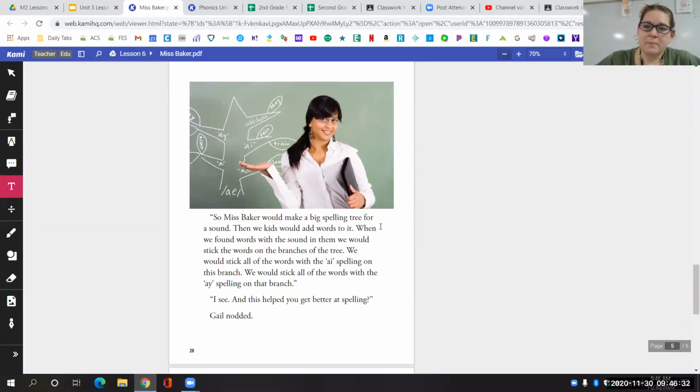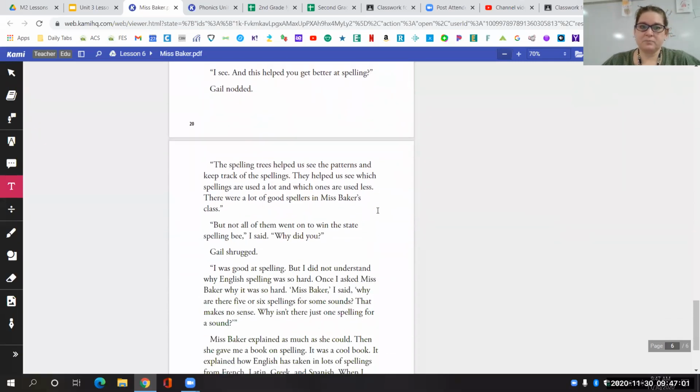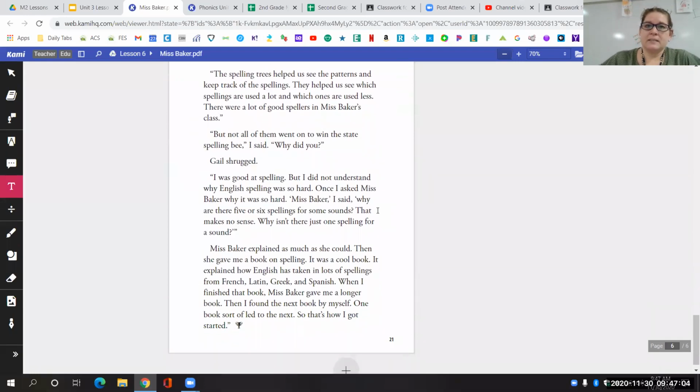So Miss Baker would make a big spelling tree for a sound. Then we kids would add words to it. When we found words with the sound in them, we would stick the words on the branches of the tree. We would stick all of the words with the AI spellings on this branch. We would stick all of the words with the AY spelling on that branch. I see. And this helped you get better at spelling? Gail nodded. The spelling trees helped us see the patterns and keep track of the spellings. They helped us see which spellings are used a lot and which ones are used less.